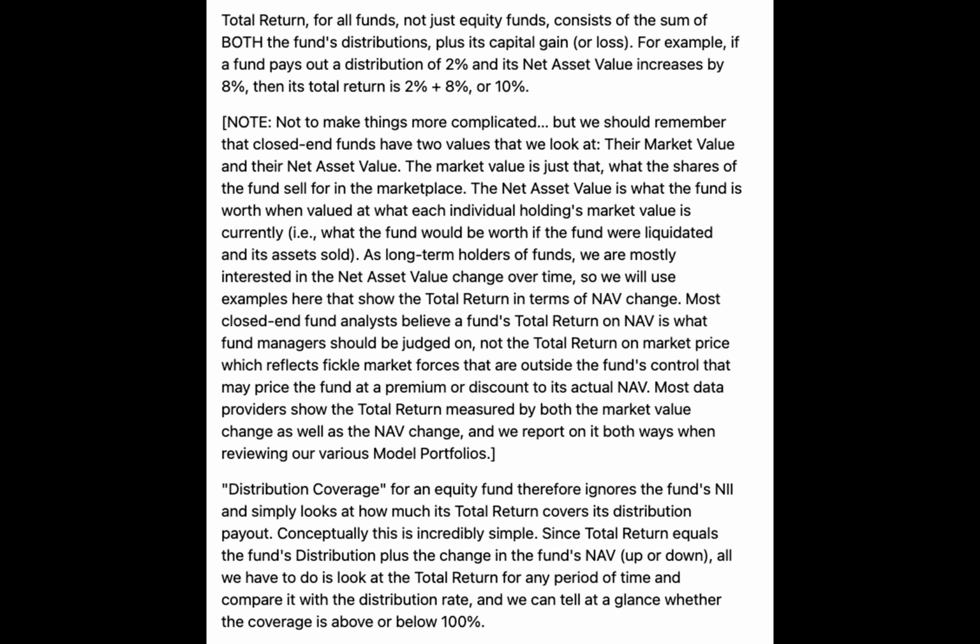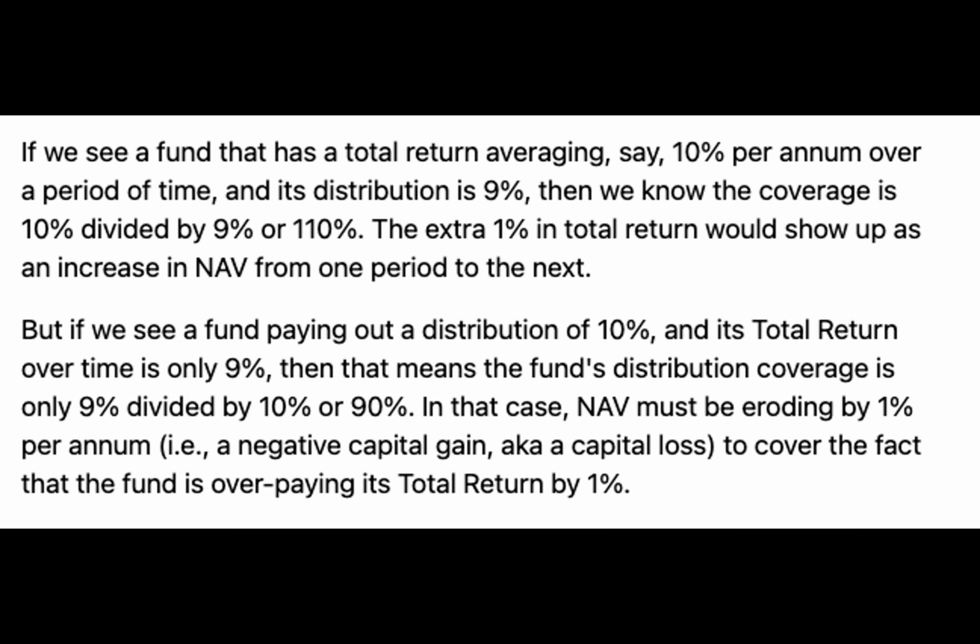Since total return equals the fund's distribution plus the change in the fund's NAV, up or down, all we have to do is look at the total return for any period of time and compare it with the distribution rate, and we can tell at a glance whether the coverage is above or below 100%. If we see a fund that has a total return averaging, say, 10% per annum over a period of time, and its distribution is 9%, then we know the coverage is 10% divided by 9%, or 110%. The extra 1% in total return would show up as an increase in NAV from one period to the next.